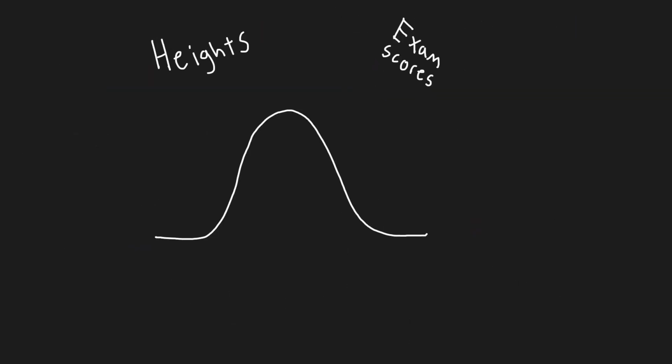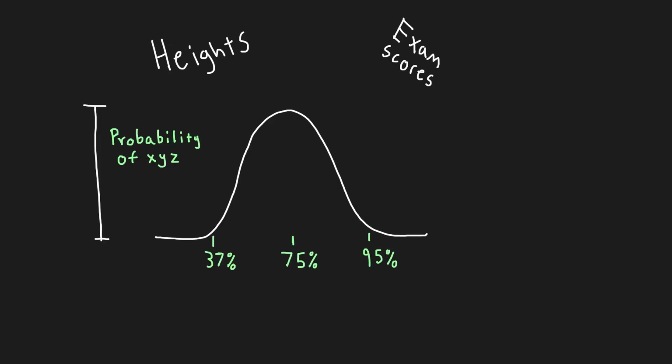In many real-world datasets, like heights or exam scores, data tends to follow a normal distribution, or a bell-shaped curve. The height of this curve represents the probability that someone will have a certain property, like a height or exam score. So you'll see on this curve, we have marked the exam score of 75%.